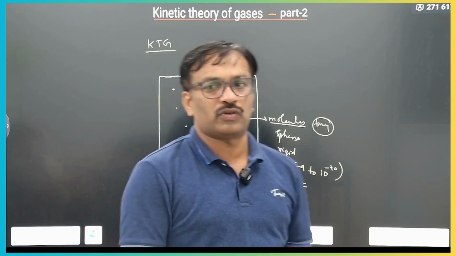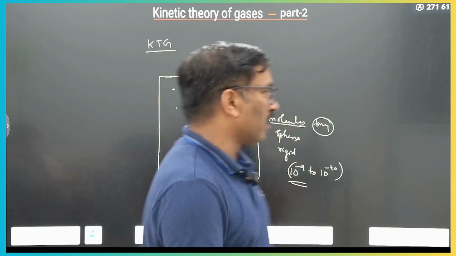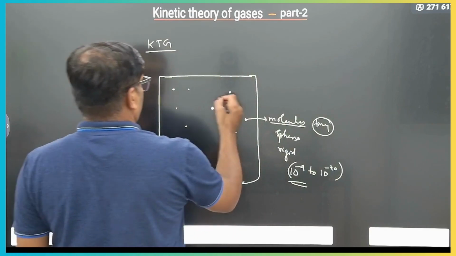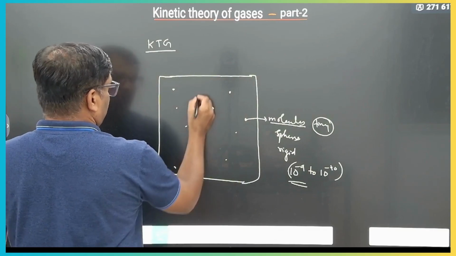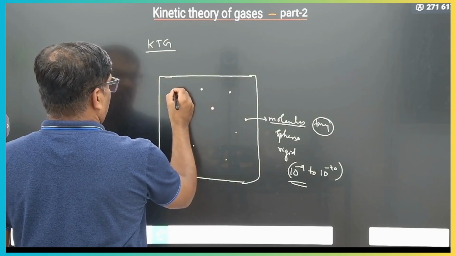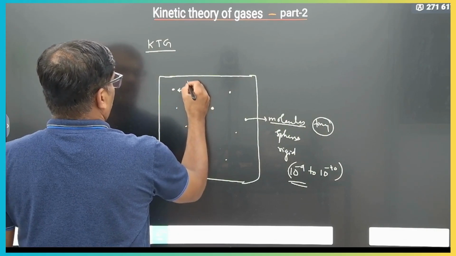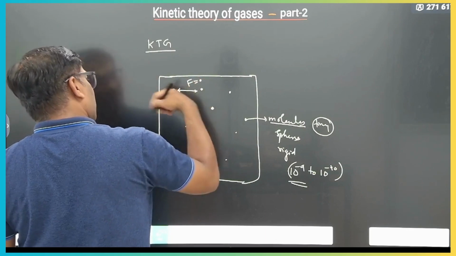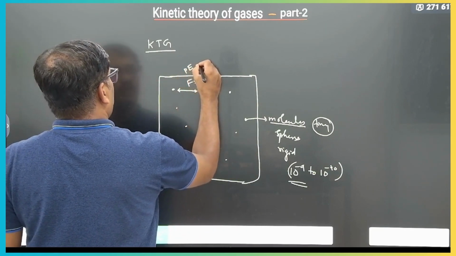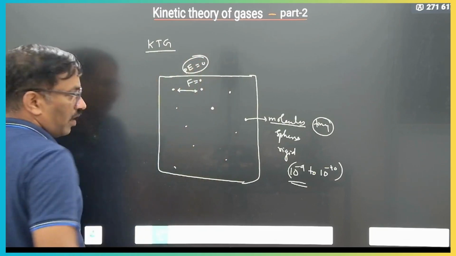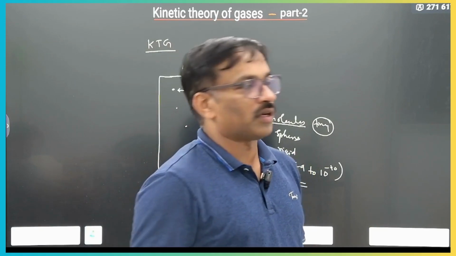Because they are so tiny, one molecule and another molecule are very far away from each other. As they are very far away and the mass is also very small, the force between them is almost equal to 0, the gravitational force between them is also 0, and the potential energy between them is 0. Therefore there is no potential energy associated with these molecules.